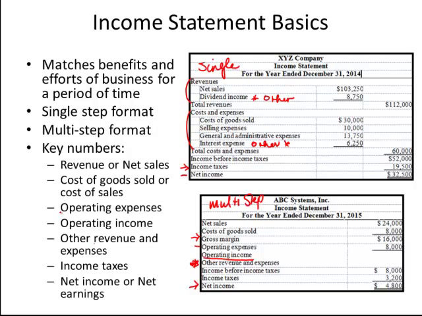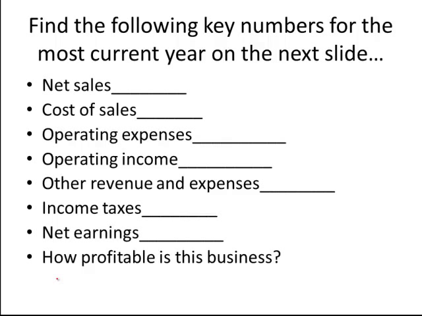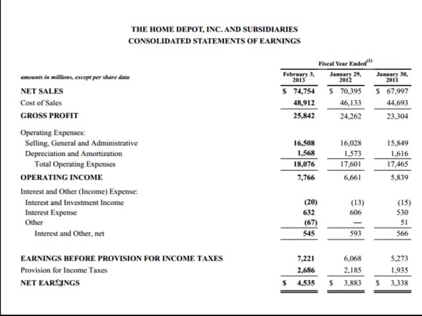Operating expenses, which generally have to do with selling, general, or administrative types of expenses. Operating income, we've talked about. Other revenue and expense we've talked about. Income tax expense we've talked about. And the bottom line is called net income or net earnings. So let's take a look at some. We're going to find the following key numbers for the most current year on the next slide. So let's see how we do.